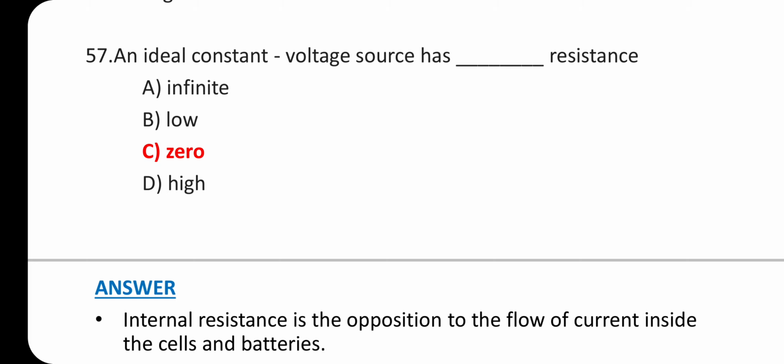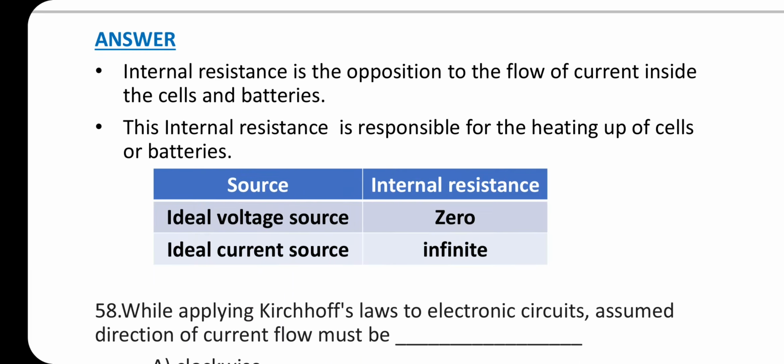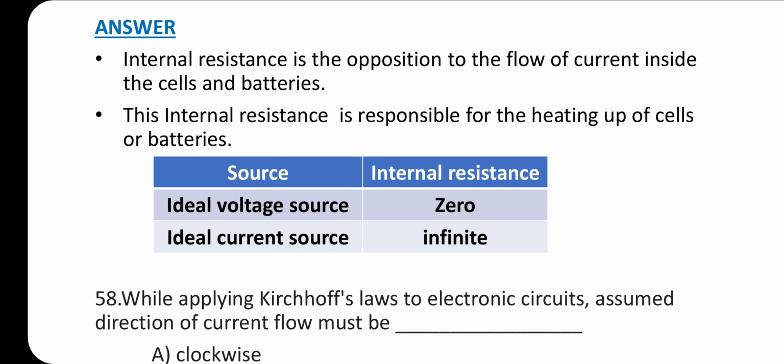57. An ideal constant voltage source has dash resistance? Answer is option C, 0. Internal resistance is the opposition to the flow of current inside the cells and batteries. This internal resistance is responsible for the heating up of cells or batteries. For an ideal voltage source, internal resistance is 0. For an ideal current source, internal resistance is infinite.